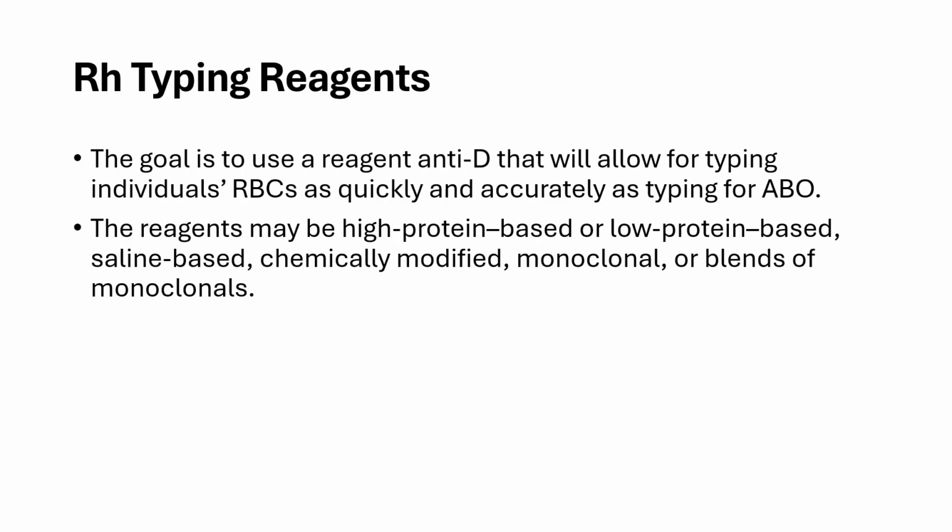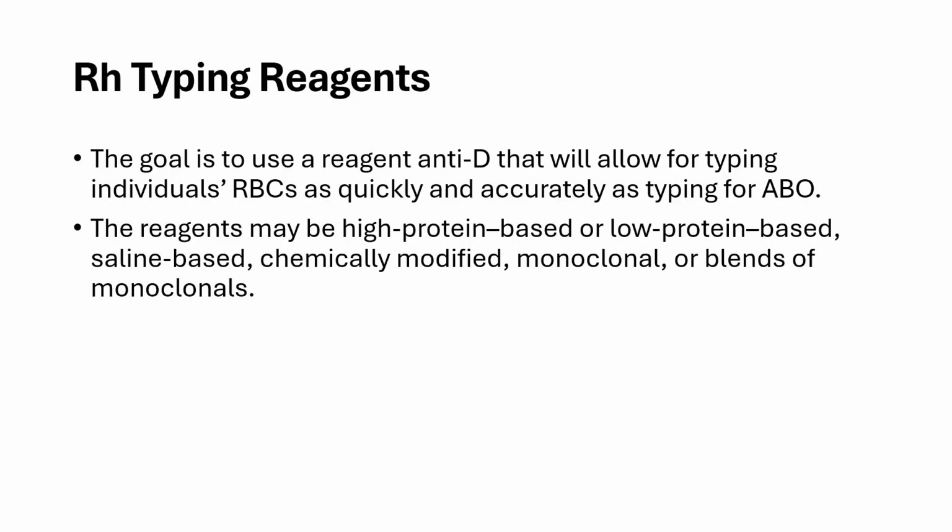The goal in Rh typing is to use a reagent anti-D antibody that enables rapid and accurate determination of the individual's RhD status, similar in ease and precision to ABO typing. Four types of reagents are available to achieve this goal, including high protein-based reagents. These contain a higher concentration of proteins to promote a stronger agglutination reaction. A low protein-based reagent is designed to reduce false positives caused by non-specific reactions, often preferred for improved specificity.